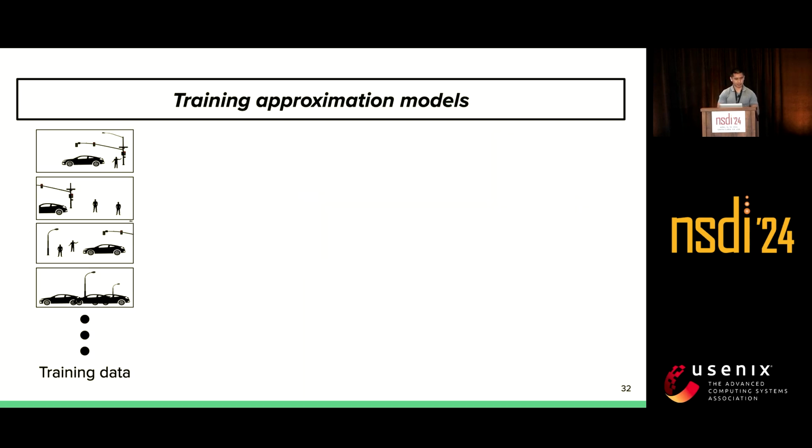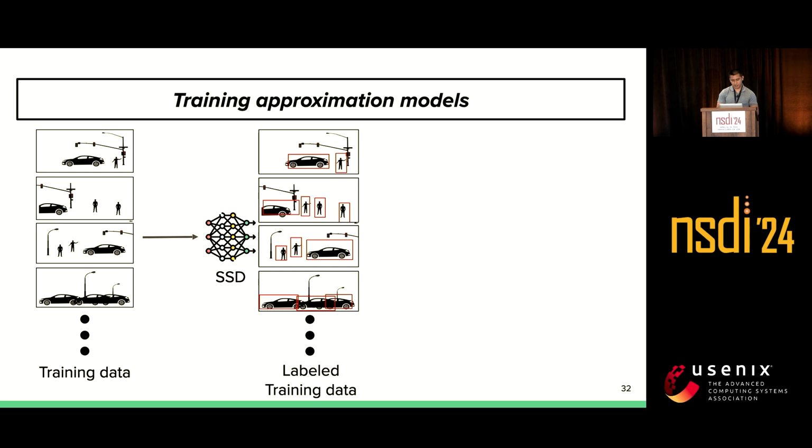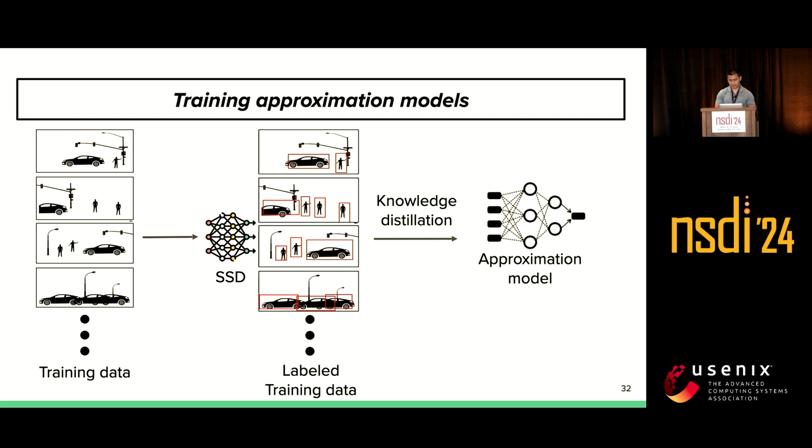To train our approximation models, we take multiple images from different orientations. And we run our workload models on each one of these images and get bounding box predictions. Then using both the images and these bounding box predictions, we give them to our approximation model for training. And we perform training every several minutes to ensure that the model is able to keep up with the dynamics of the scene.